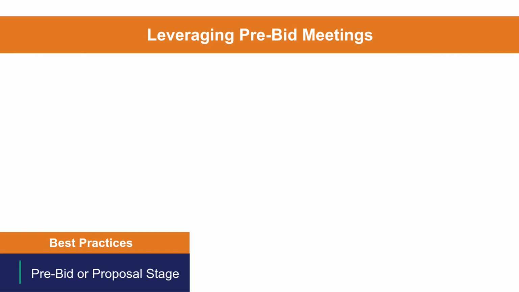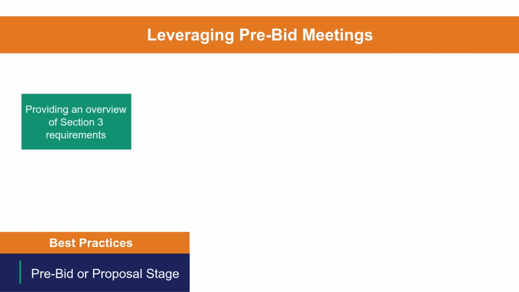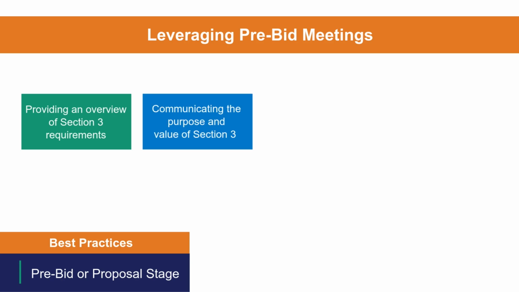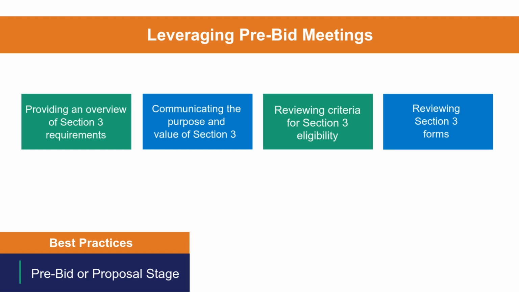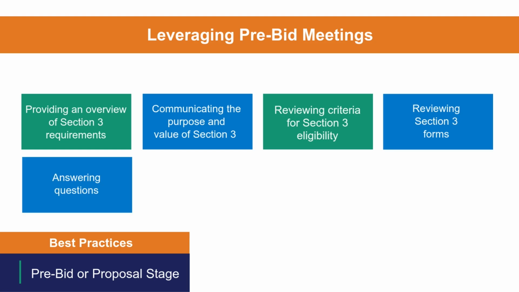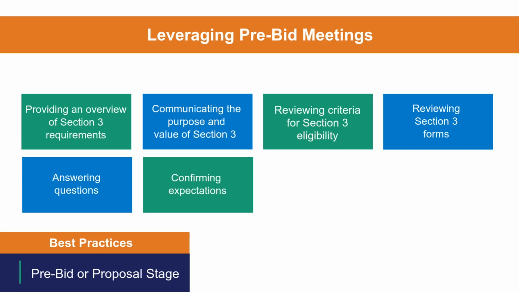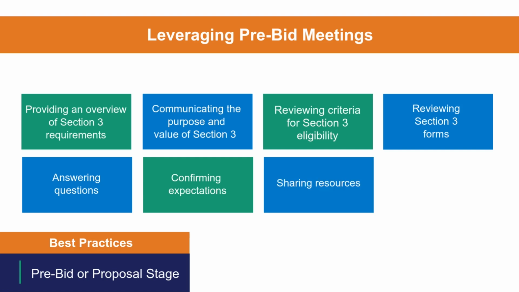Grantees have leveraged pre-bid meetings to communicate with contractors and subcontractors by providing an overview of the Section 3 requirements in a simple and easy-to-understand format, communicating the purpose and value of Section 3 to gain support, reviewing criteria for Section 3 eligibility, reviewing Section 3 forms, answering questions, confirming expectations, and sharing resources.